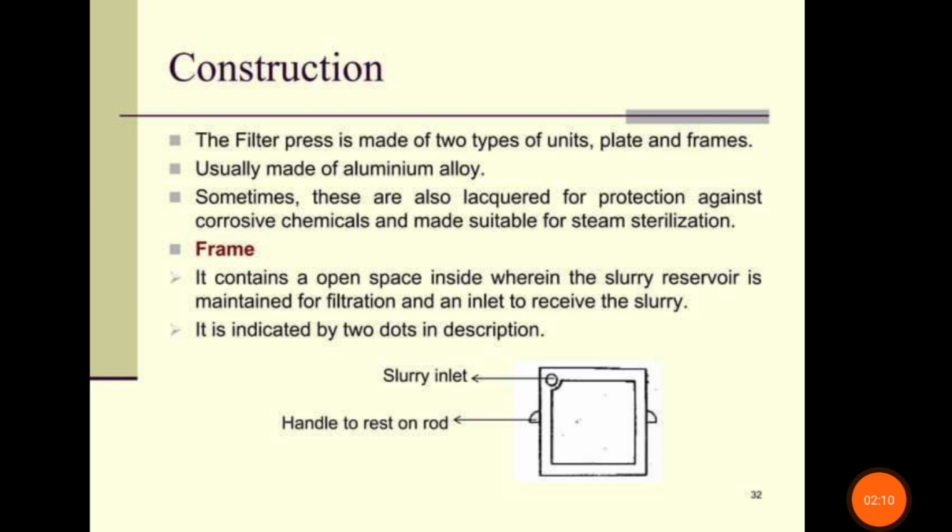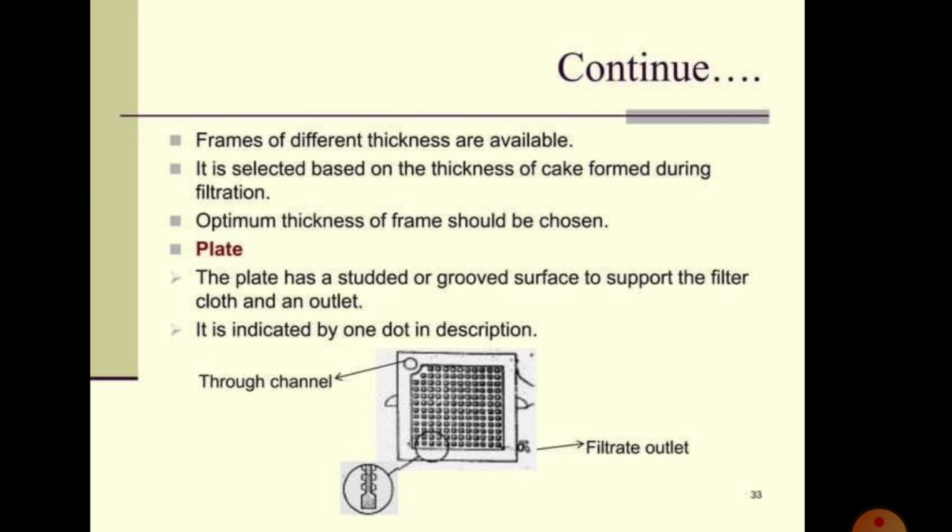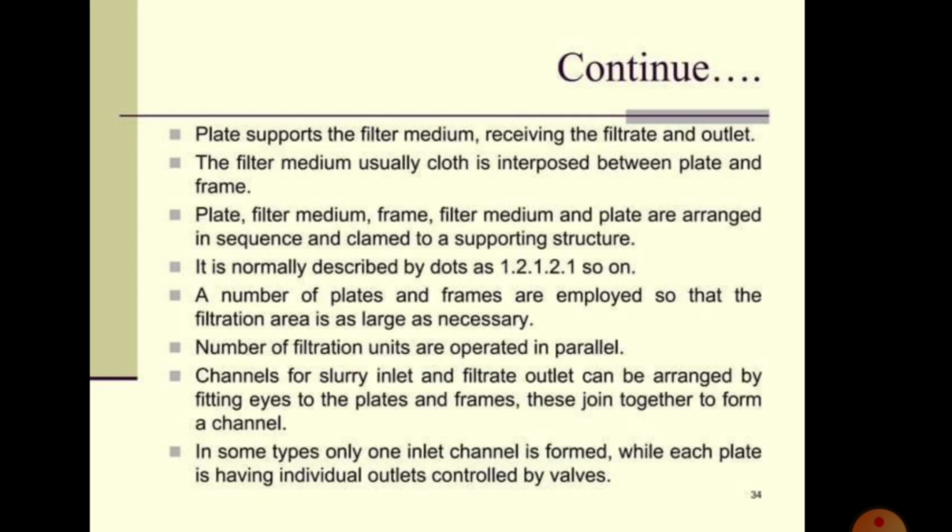Construction. The filter press is made of two types of unit, plate and the frame, usually made of aluminum alloy. Sometimes these are also lacquered for protection against corrosive chemicals and made suitable for steam sterilization. Frame: it contains an open space inside, where the slurry reservoir is maintained for filtration, and an inlet to receive the slurry. It is indicated by one dot in the descriptions through channels and filtrate outlet. Plates support the filter medium, receiving the filtrate and outlet.